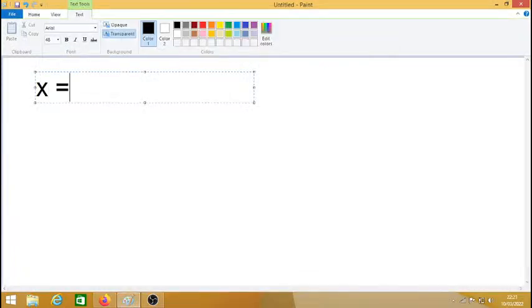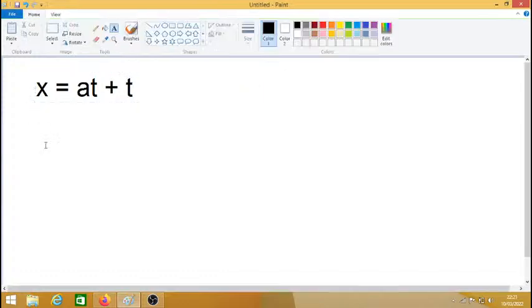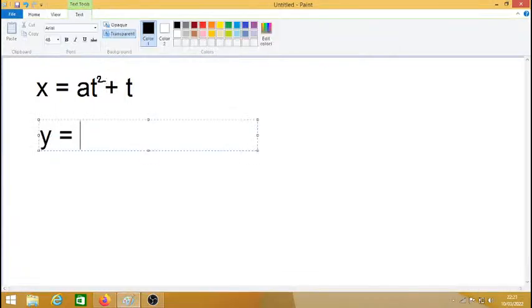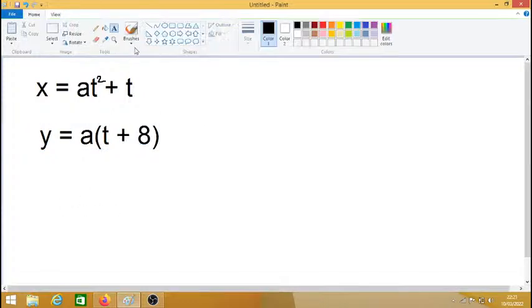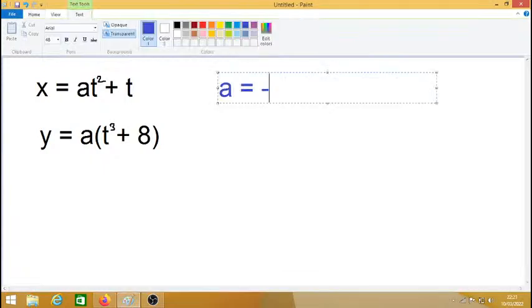The equation today is the same as yesterday, x equals at squared plus t for the first equation. And the second equation is y is equal to a times t cubed plus 8. And you should hopefully remember from the previous lesson that we've worked out a in the first part of this question as minus a half, minus 0.5.